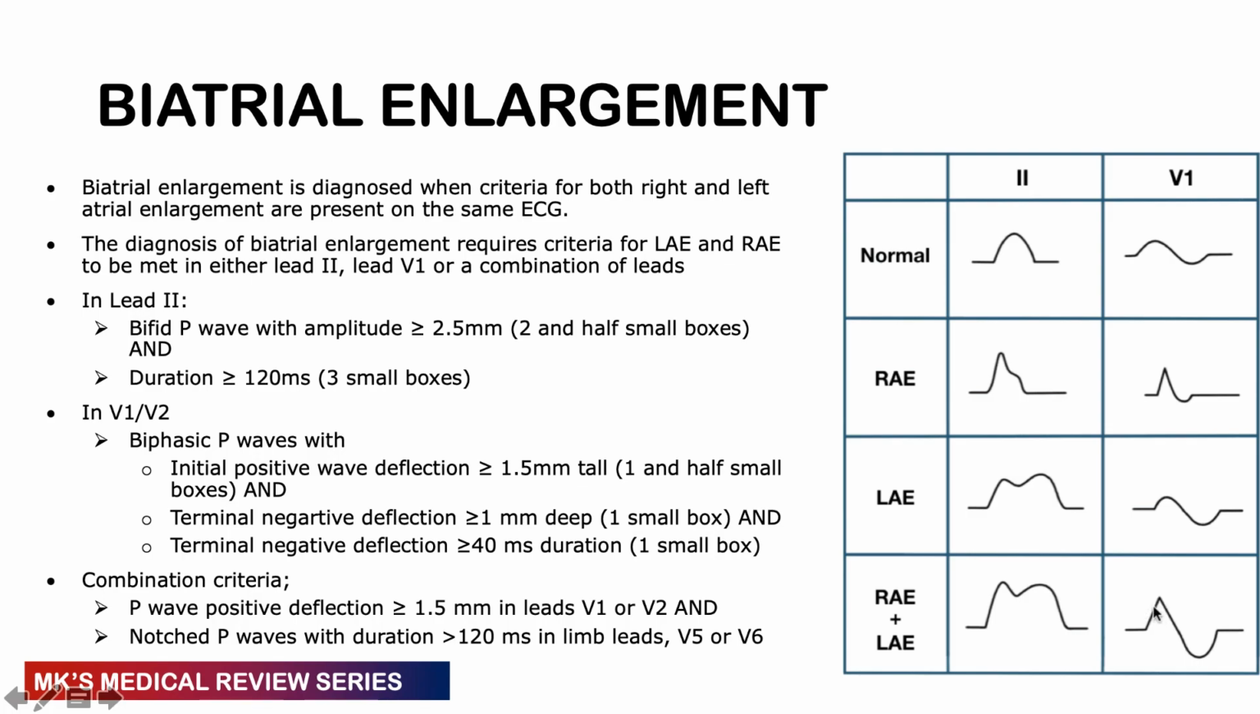Then in lead V1, we may sometimes see an initial positive deflection that's greater than 1.5 small boxes tall. Then our negative deflection is going to be greater than 1 small box deep, and of course the duration of this negative deflection is going to be greater than 1 small box wide. So you need these criteria to be present for you to say that there is biatrial enlargement. So when you combine the two, you get a positive deflection that is greater than 1.5 millimeters or 1.5 small boxes tall in lead V1 and V2, together with a notched P wave with a duration greater than 3 small boxes, of course, in lead V5 and V6. Then we say that there is biatrial enlargement.